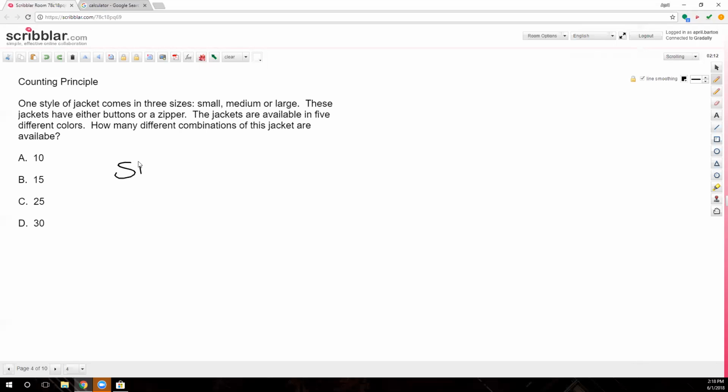We had sizes. Sizes are your first option to choose from. And then buttons or zippers, I'm going to call that how you close the jacket. And then colors was your third option. So once you have the numbers for those 3 things, you just multiply them together. Most of the time they just tell you, but sometimes they list out the things and you have to count up. So how many sizes did they tell you there were? How many size options were there? 3.